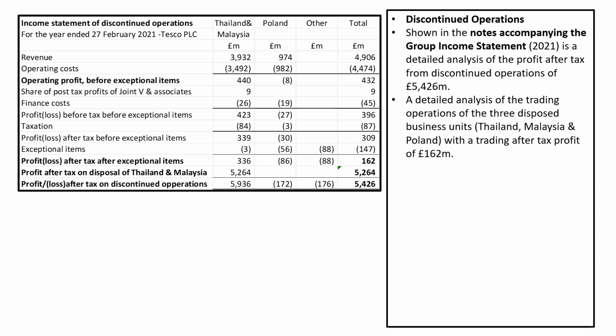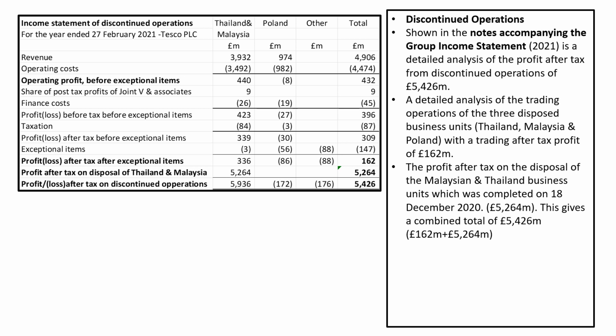A detailed analysis of the trading operations of the 3 disposed business units with a trading after tax profit of 162 million. The profit after tax on the disposal of the Malaysian and Thailand business units, which was completed on 18th of December 2020, was 5,264 million. This gives a combined total of 5,426 million. It's the 162 million plus the 5,264 million.